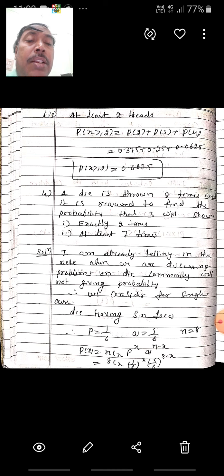Like that you can solve problems on binomial distribution. In binomial distribution problems, you should all recognize on the basis of n and p: where n is smaller and p is bigger, then apply the binomial distribution.